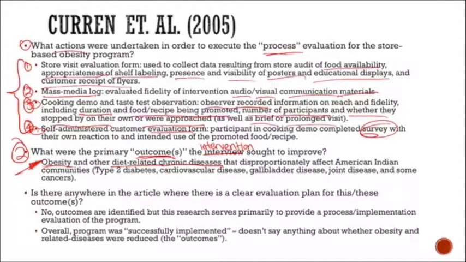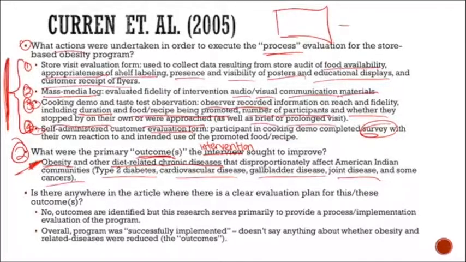And they identify some sub-areas like type 2 diabetes, cardiovascular disease, gallbladder disease, joint disease, and some types of cancers. So obviously the program itself, these teaching demonstrations, this informational labeling system, all these different sub-elements of the program, while being evaluated in their implementation up in this first part, are designed to achieve something that we see here, which is an improvement in obesity.